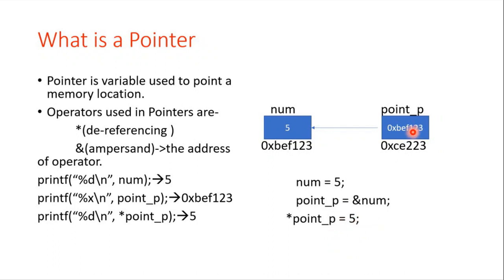What does it mean? Value at this address. What address? The value of ptr p is this address, and when we use a star it means value at this address. Value at this address is 5. That's why star ptr p equals 5.